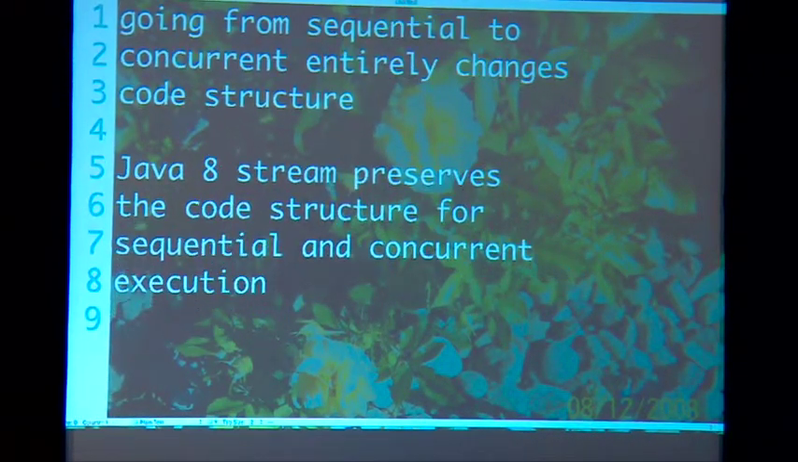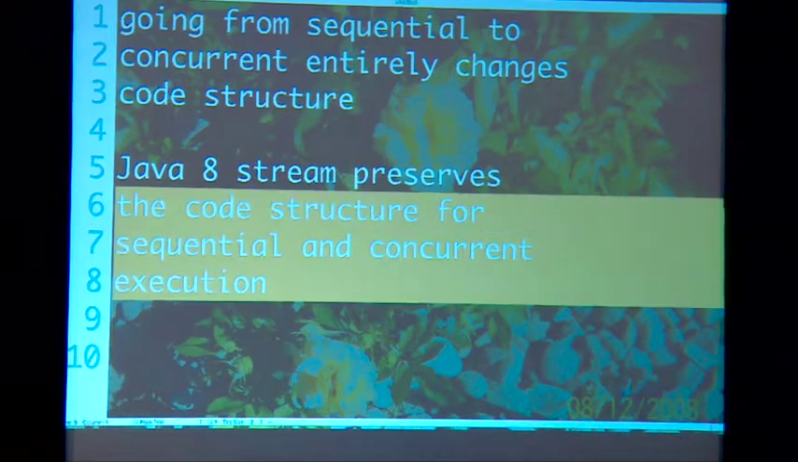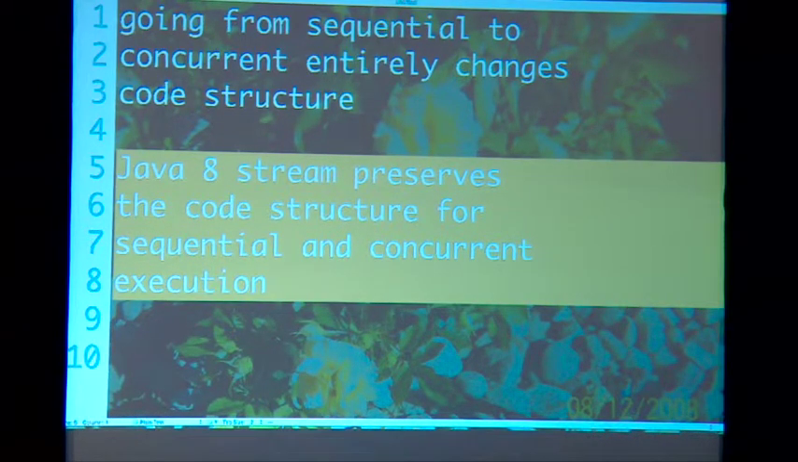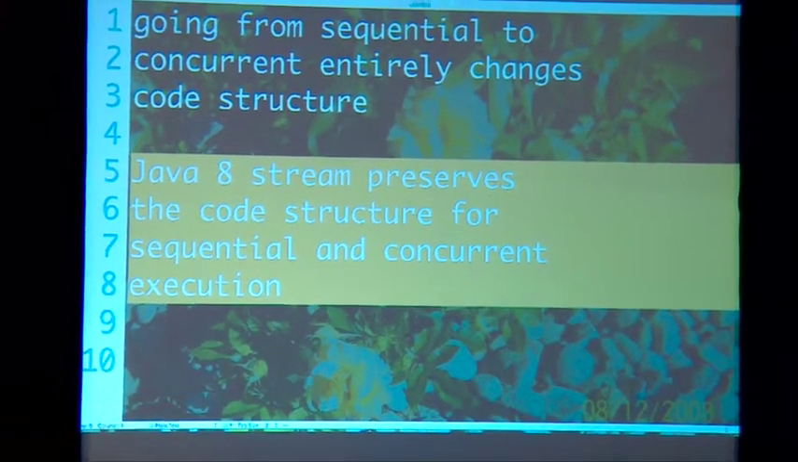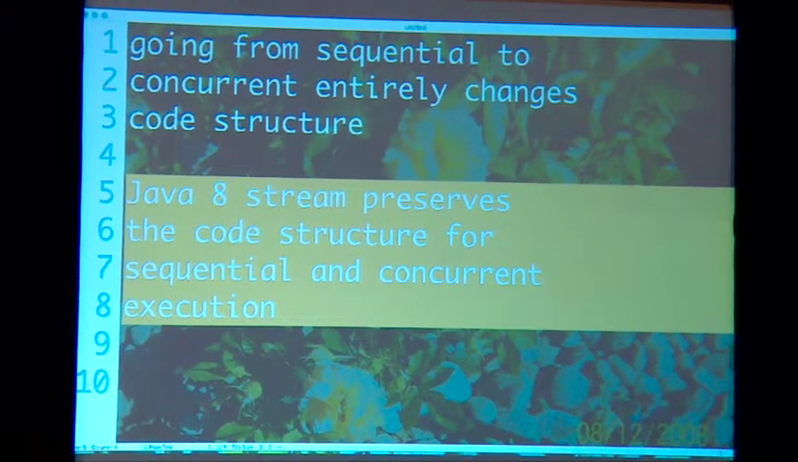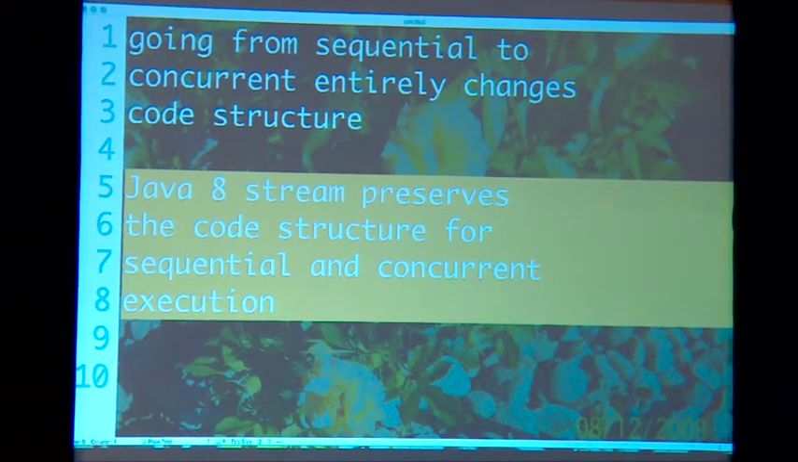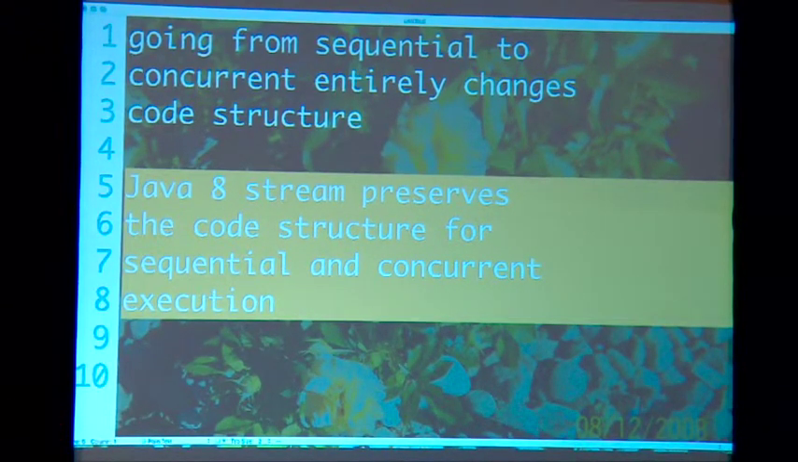So until this point, until Java 8, we did not have that facility. The code structure was completely different. And what I showed you in the earlier case was only marginally different. But it can turn into a monster completely, and you won't even recognize it. That, oh, this was sequential code, this is concurrent, that is completely gone.